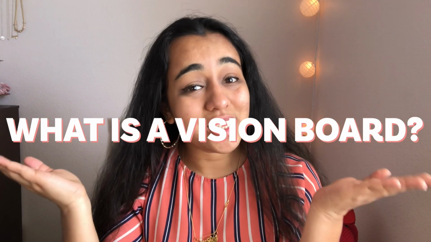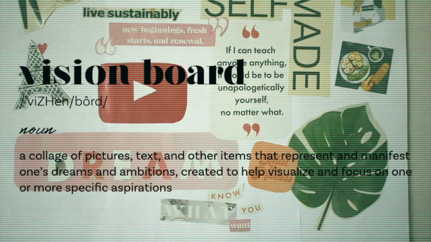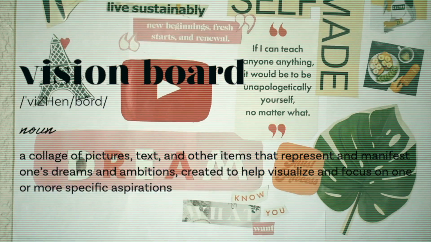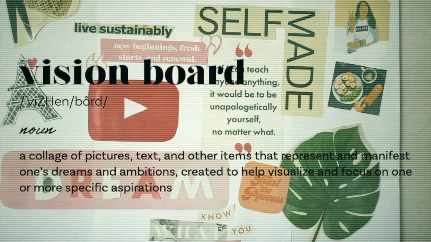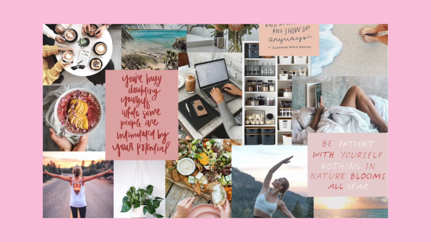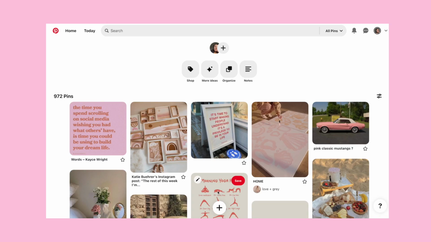Before we get started with the tutorial, let's start by asking the question, what is a vision board? A vision board is a collage of pictures, text, and other items that represent and manifest one's dreams and ambitions, created to help visualize and focus on one or more specific aspirations. There are several ways to make vision boards, like digital, physical, Pinterest. But today, I will be focusing on how to make a digital vision board for the year 2021.